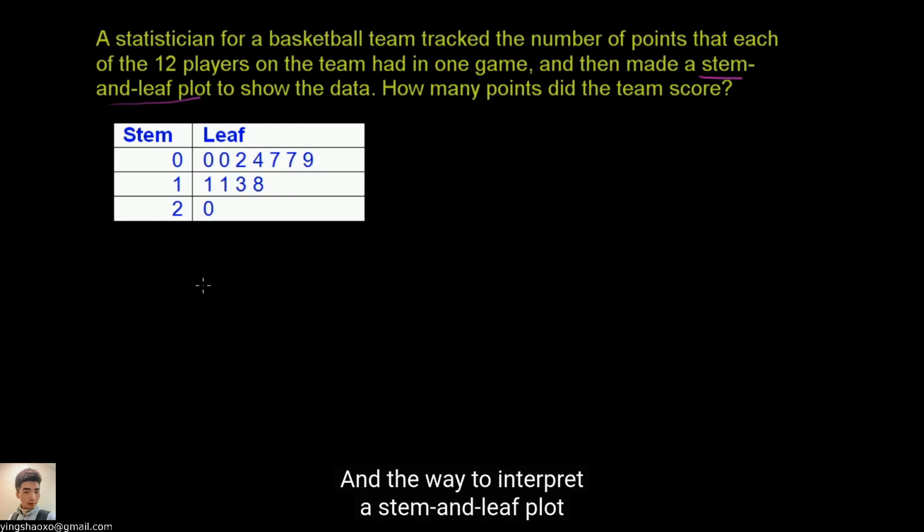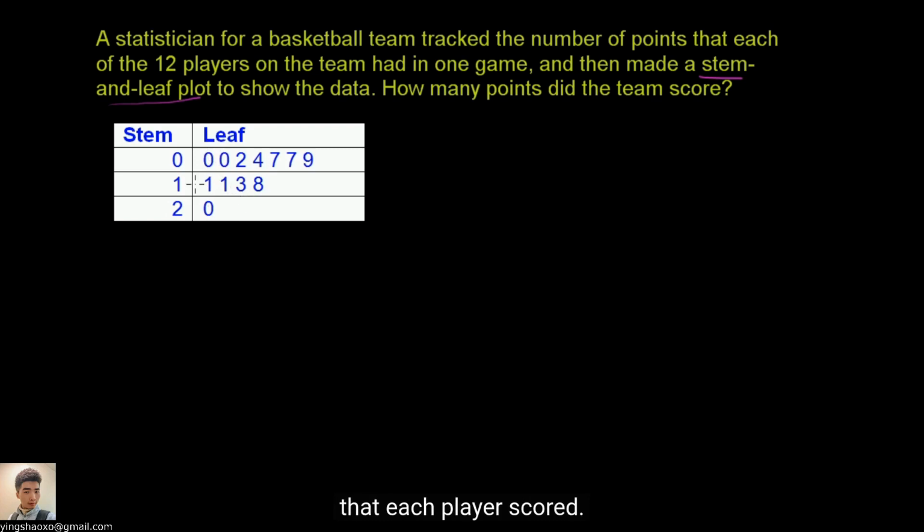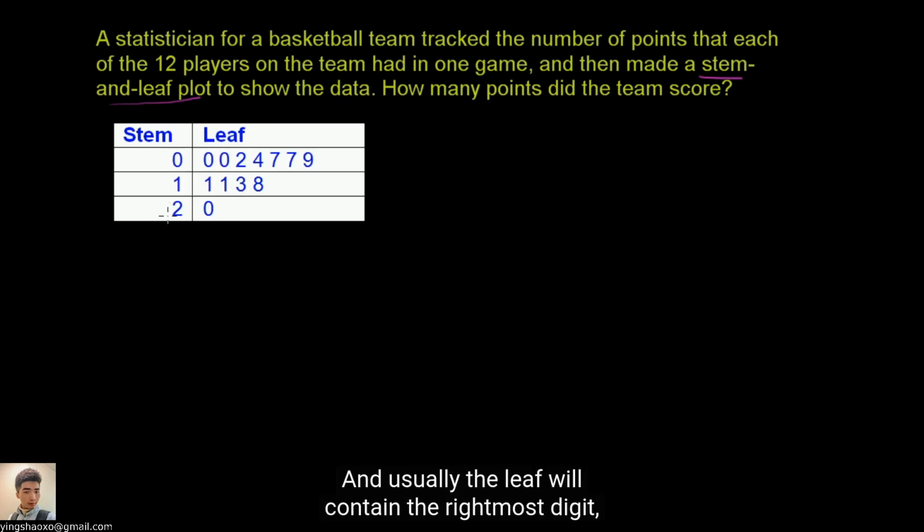The way to interpret a stem and leaf plot is, at least the way that this statistician used it, the leaf contains the ones digit in the number of points that each player scored, and the stem contains the tens digits. Usually the leaf will contain the rightmost digit, and the stem will contain all of the others. What's useful about it is it gives a distribution of where the players were. You see that most of the players scored points that started with a 0, then a few more scored points that started with a 1, and then only one scored points that started with a 2, and it was actually 20 points. So let me write down all of this data in a way that maybe you're a little more used to understanding.